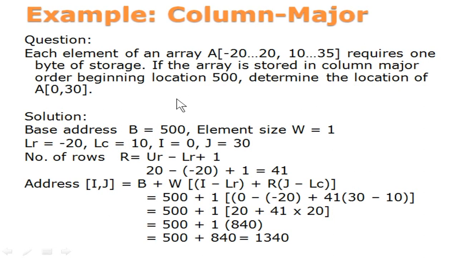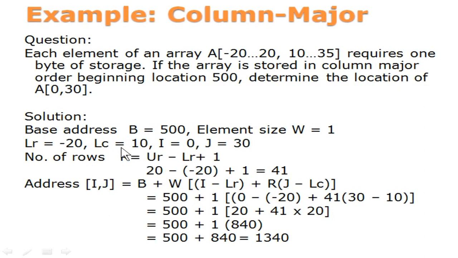Now you are going to find the I and J value. So you can see you are going to determine the location here. So that is of 0 and 30. So I is 0 and J is 30. Okay, that's what you got. Now here again you got a range. Okay, here you are going to find the row value, right, number of rows. So what you can do is you can write UR minus LR plus 1. Okay, that is the formula. So UR is nothing but 20 minus LR, that is minus 20 plus 1. So 20 minus minus 20 plus 1. So minus and minus becomes plus. So it becomes 40 plus 1, it is 41. So 41 is the row size.